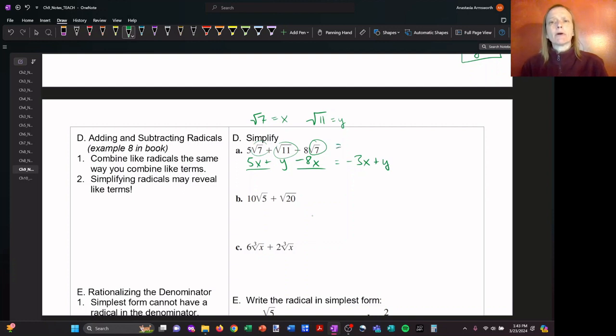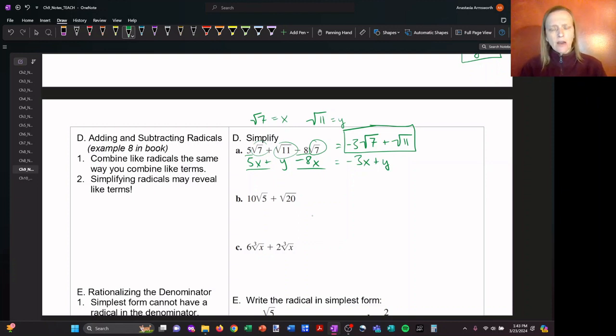Well, remember, my original expression didn't have x's and y's in it. It had square roots of 7's and square roots of 11's. So what I actually have is -3 times the square root of 7, and adding in that square root of 11. So this is our final answer. I did the 5 minus the 8 is -3, still times the same square root of 7, the same last name. And then I have just this one square root of 11 that can't be combined with the square root of 7 because it doesn't have the same last name. It's not a like term.